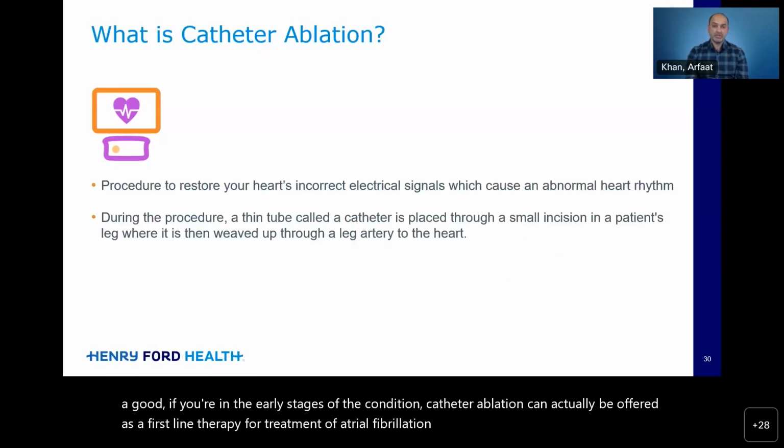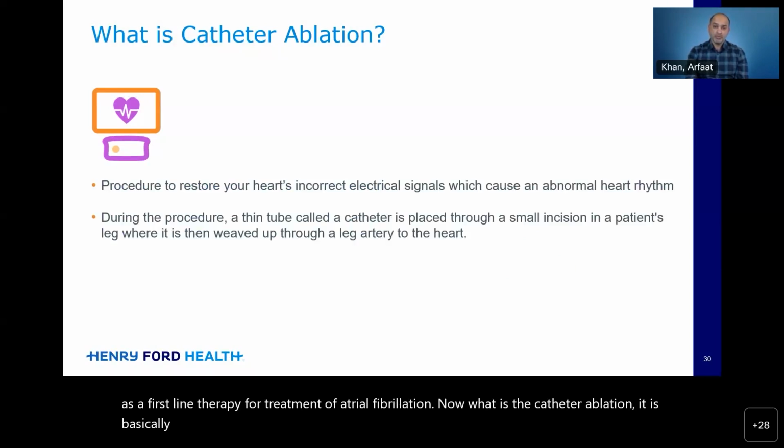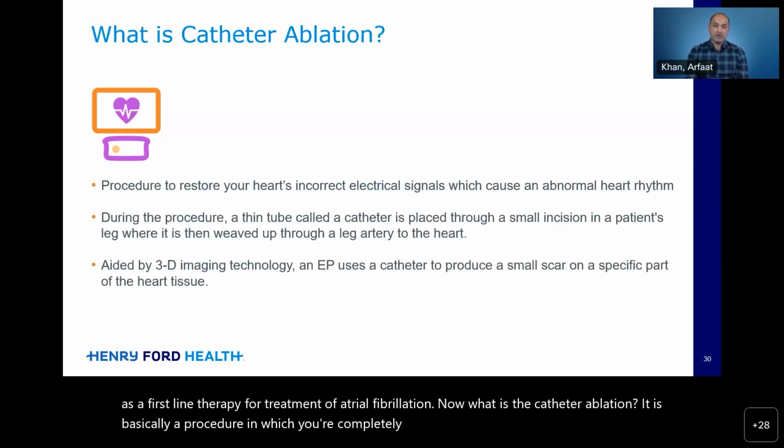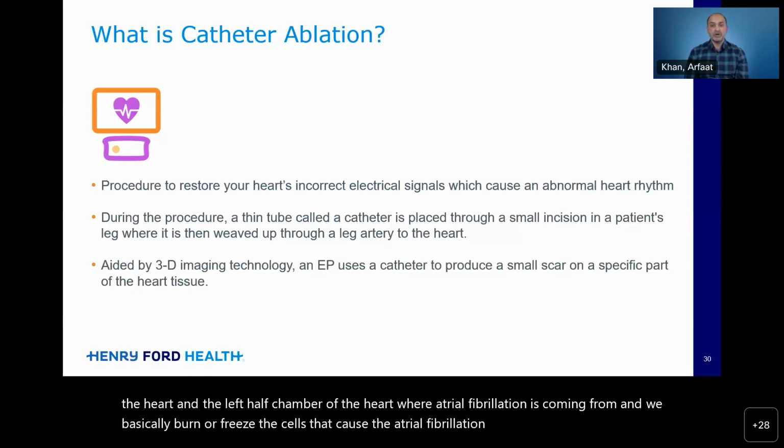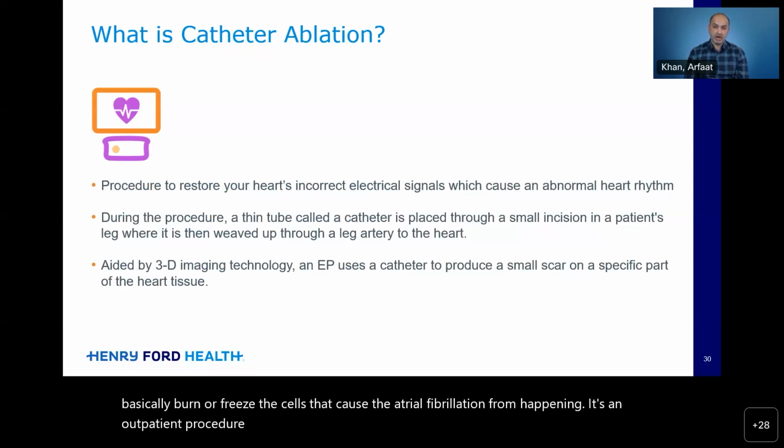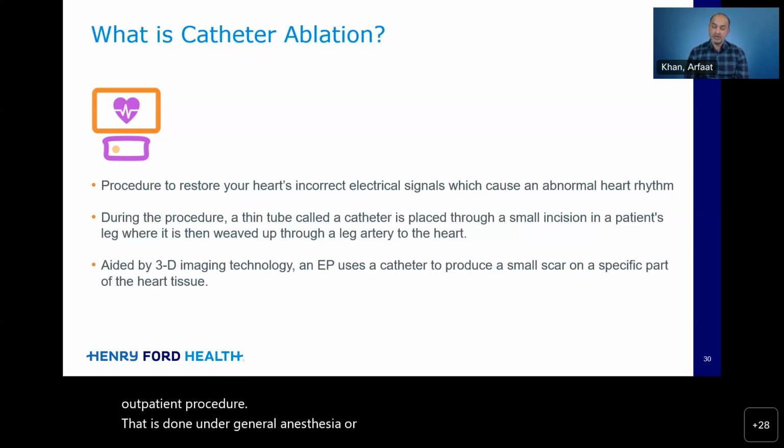Now, what is catheter ablation? It is basically a procedure in which you're completely sedated. And what we do is go into the heart, in the left top chamber of the heart, where atrial fibrillation is coming from, and we basically burn or freeze the cells that cause the atrial fibrillation from happening. It's an outpatient procedure that is done under general anesthesia or deep sedation.